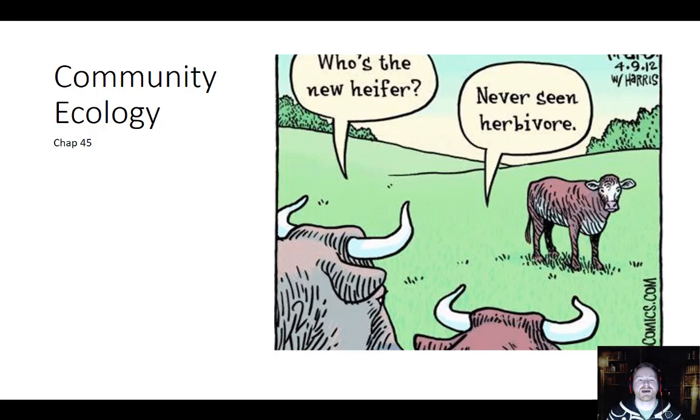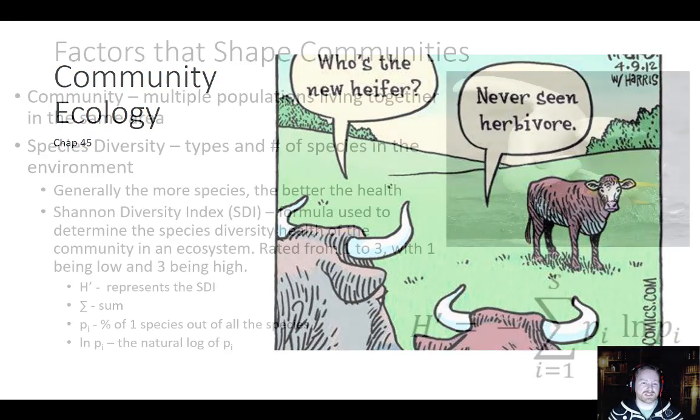And today we're going to talk about community ecology. This is kind of like the second part of our series on ecology. Last time it was population ecology, and now we're going to look at community ecology. With population ecology, we're looking at just one species in an area. Now we're going to be looking at all the different species in the area.